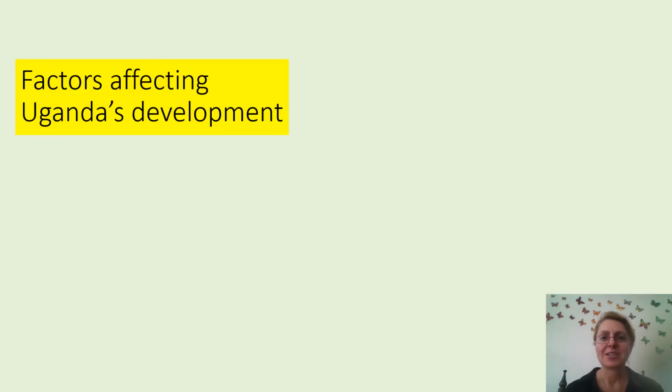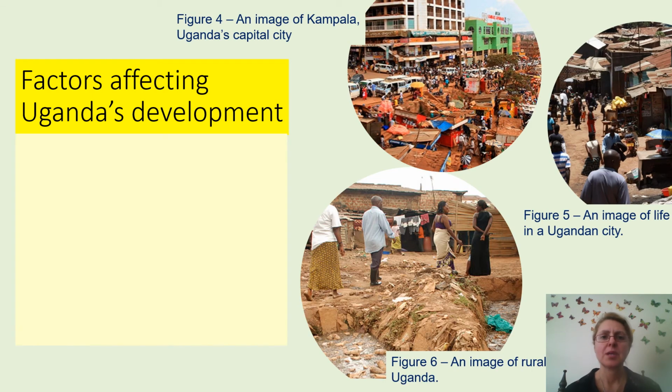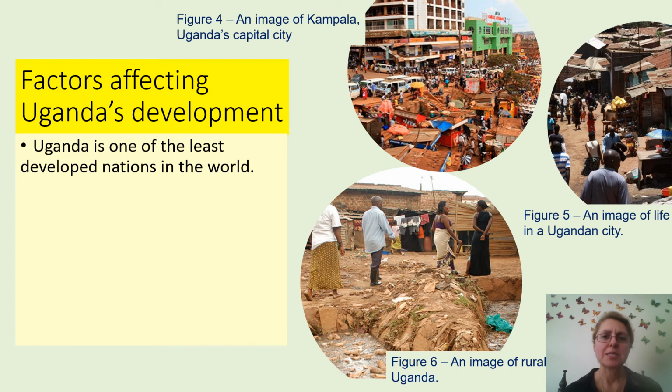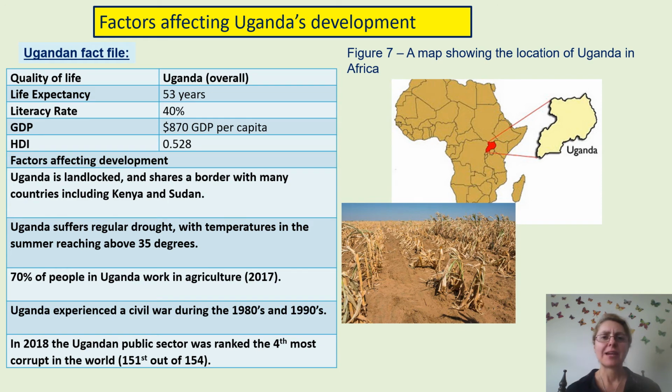We're going to look at a case study of one country, which is a least developed country, Uganda. Here are some images from life in Uganda. With a GDP per capita of $870, it is ranked third poorest in regard to GDP. Uganda's HDI value for 2018 was 0.528, which put the country in the low Human Development Index category and positioned it at 159 out of 189 countries and territories. So why is Uganda's HDI ranking so low?